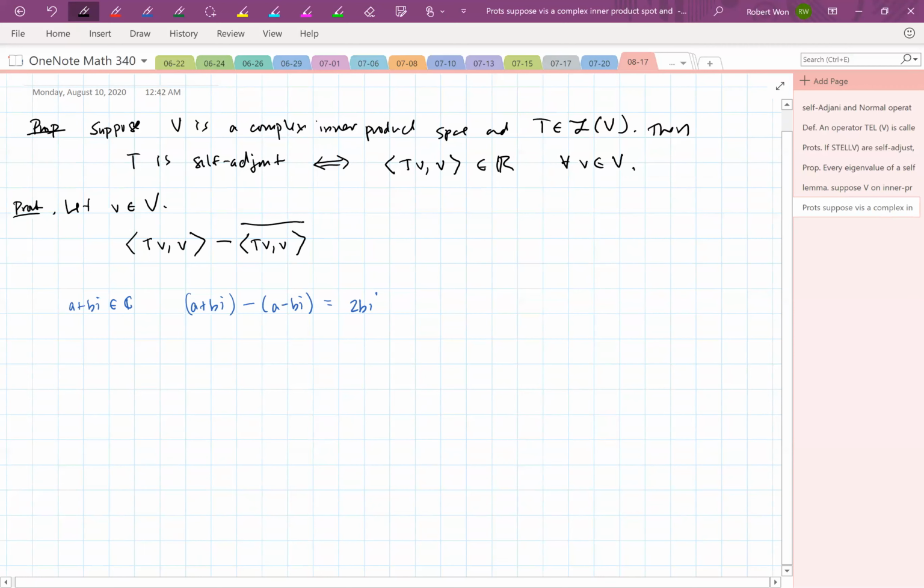Why would you think this is a thing to try? Because if you use the self-adjoint property, then you would flip the V and the TV. I guess the next step of this proof is why you would try this, because you want to use the self-adjoint property somehow. But also, when you swap the TV and the V, you have to take the complex conjugate of the inner product.